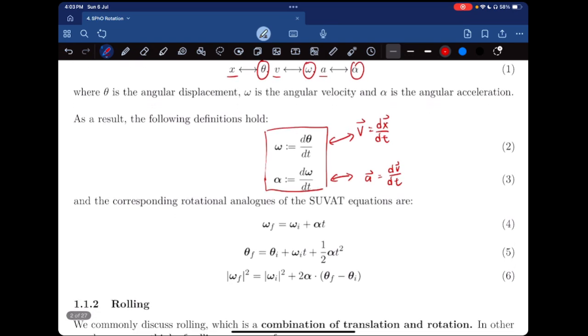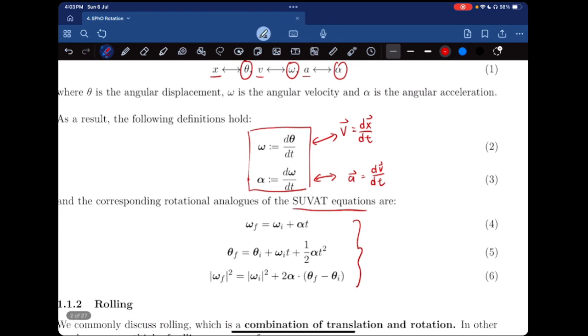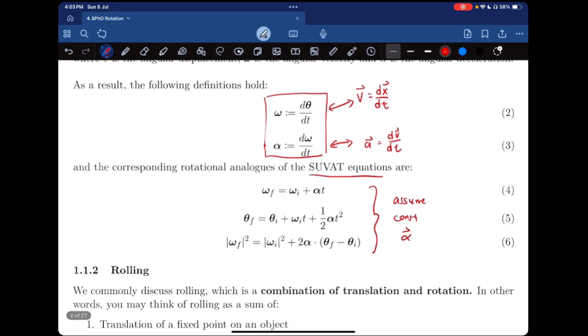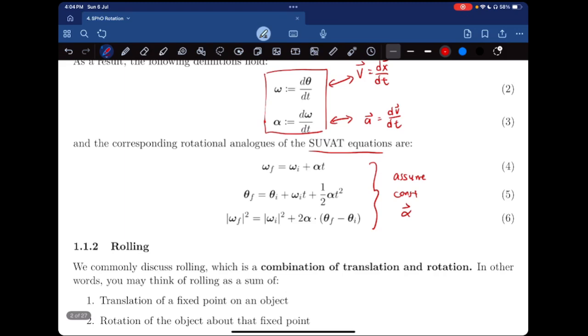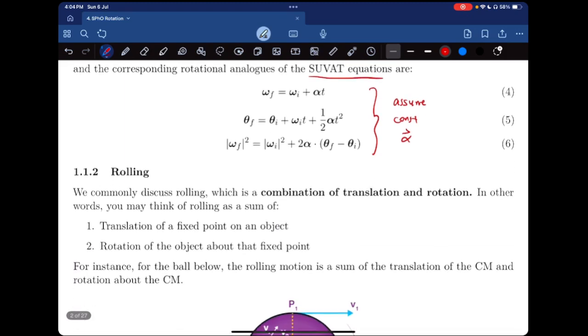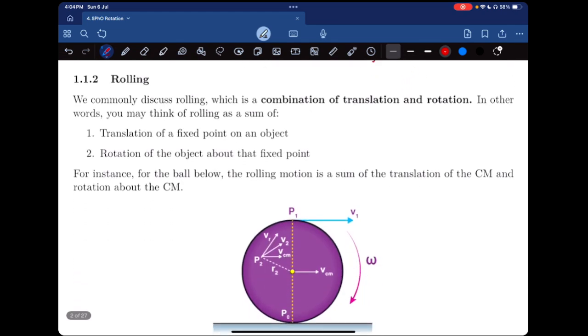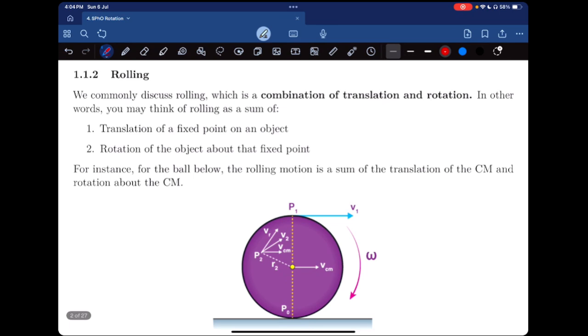Likewise, as you have seen in kinematics, you have SUVAT equations. So here you also have rotational SUVAT equations given by these. These, of course, assume a constant alpha, which is your angular acceleration. So these are quite self-explanatory. It's just about how you apply the equations. So I'll go into the more detailed part.